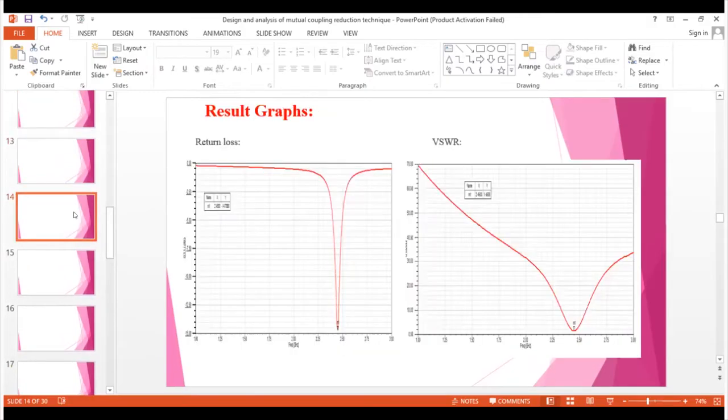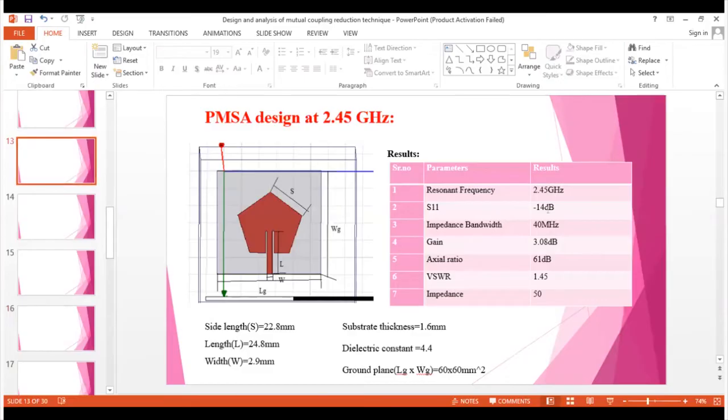These are the graphs at 2.4 gigahertz. The reflection coefficient S11 is minus 14 dB and the bandwidth is 14 gigahertz. And the VSWR, voltage standing wave ratio, will be between 1 and 2. It will be a standard.